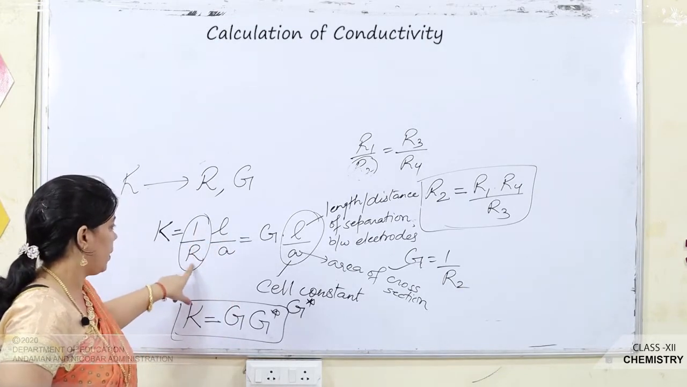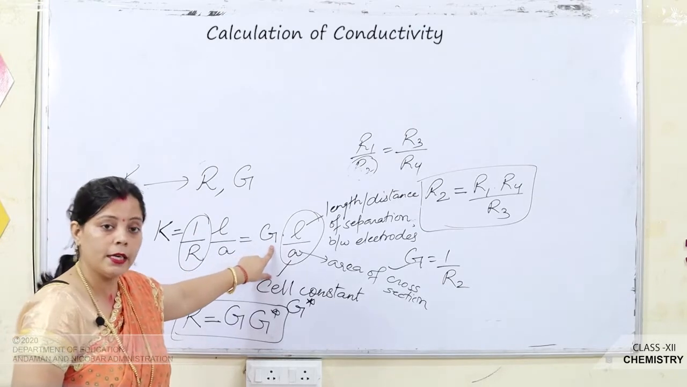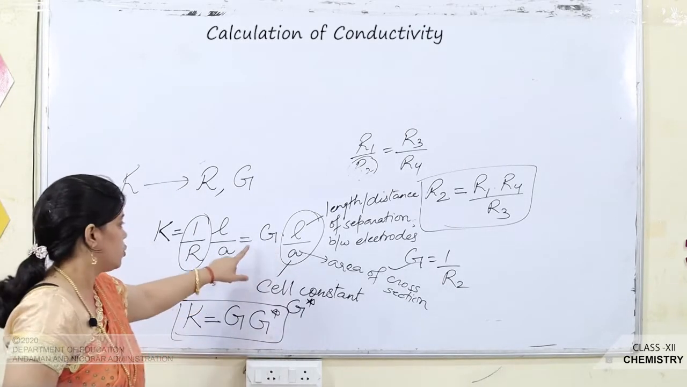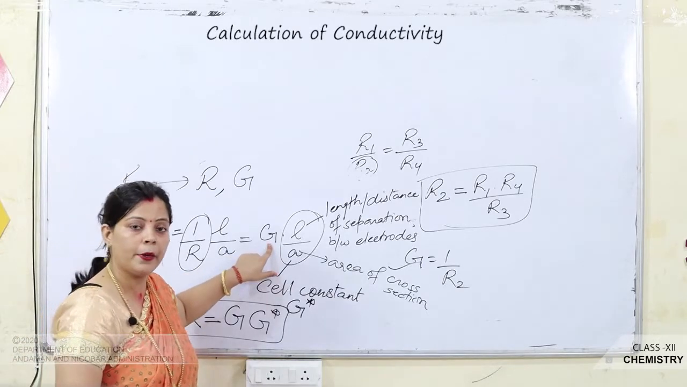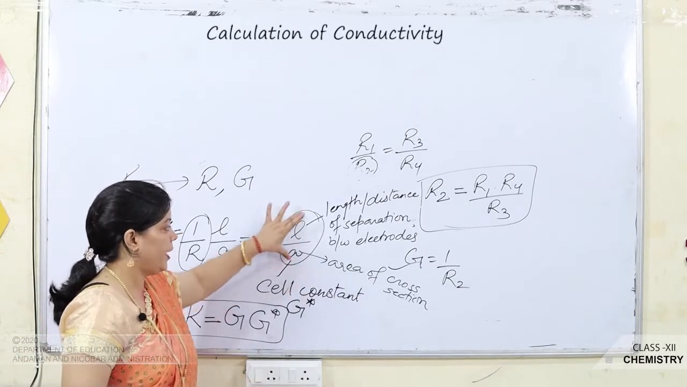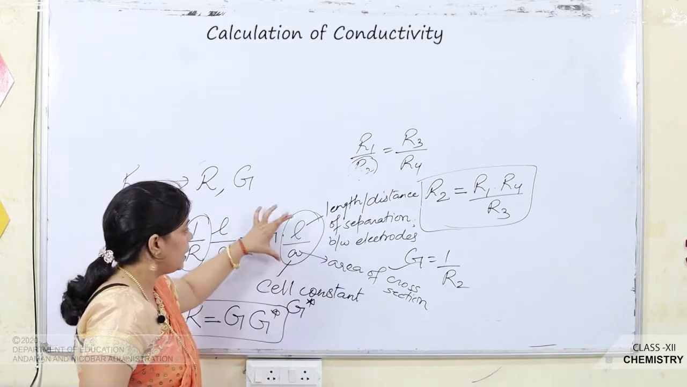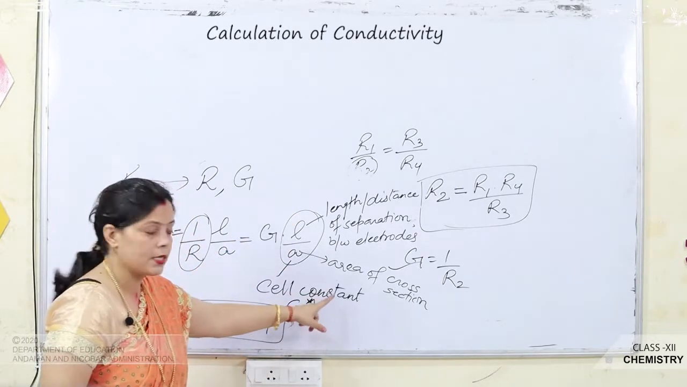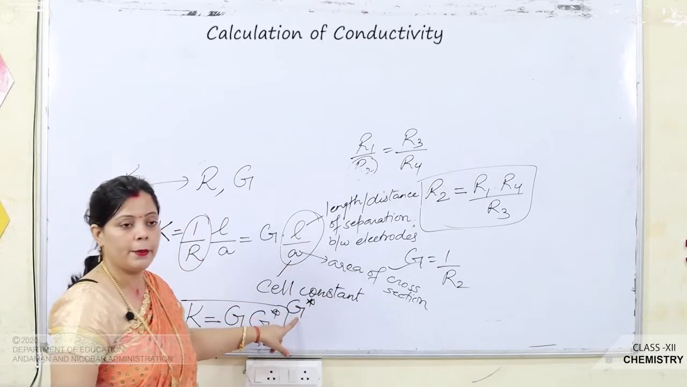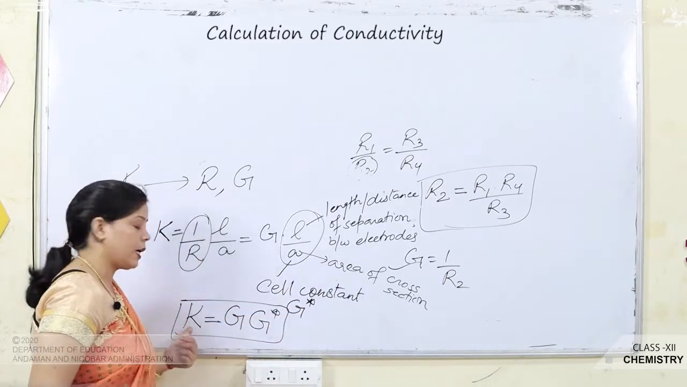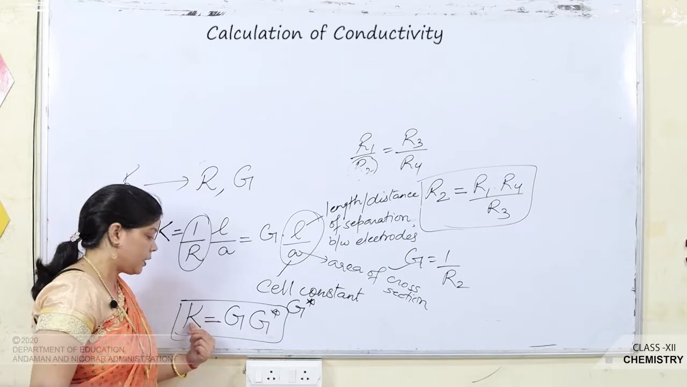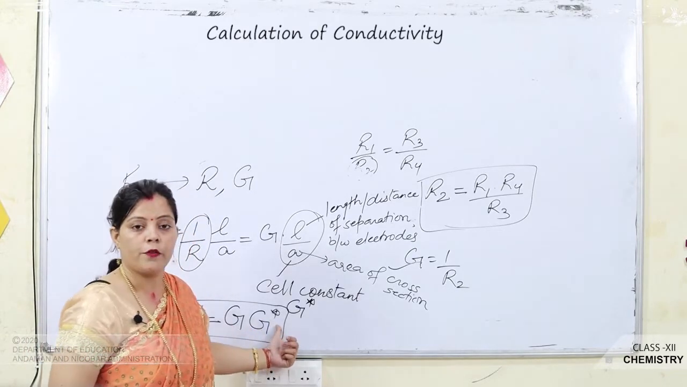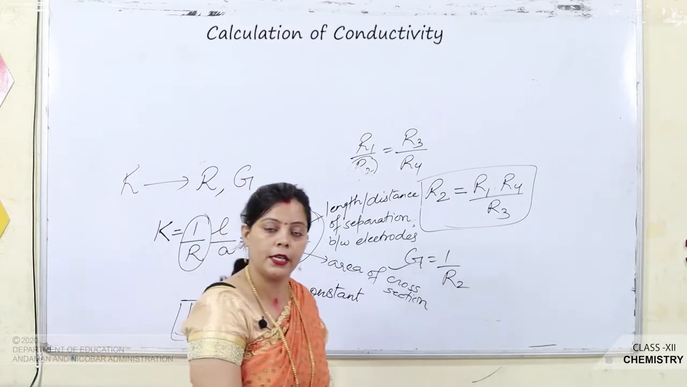Okay, and this 1 by R is equal to what? That is the conductance, because the conductance is the reciprocal of the resistance. And the conductance is represented by capital G, times L by A. For any particular type of conductivity cell, this value L by A is constant, so it is named as the cell constant, which is represented by G star. It means the conductivity is equal to what? Conductivity is equal to conductance into cell constant of the electrolytic conductivity cell.